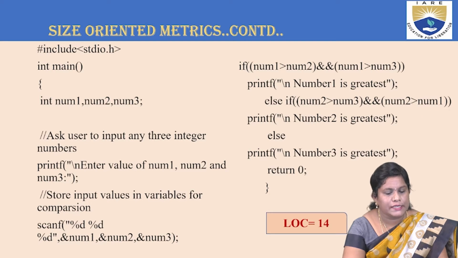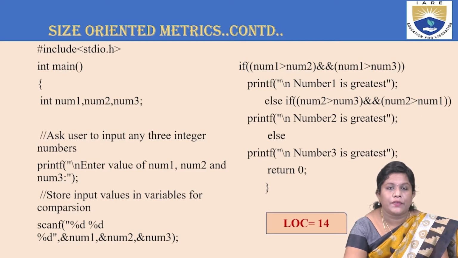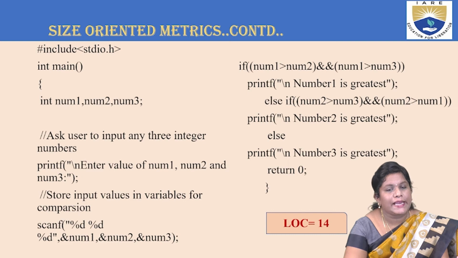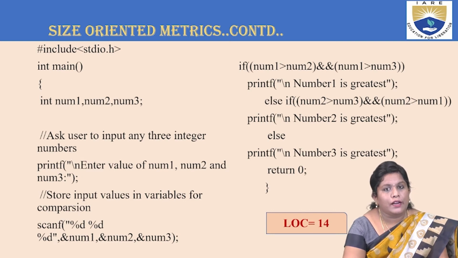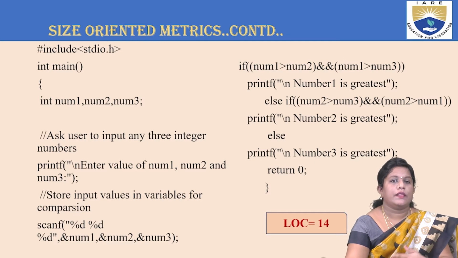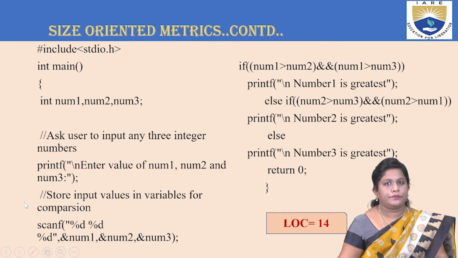So you ignore that first line, and the next comment line you have is another one that is stating, store input values in variables for comparison. This is again making the program readable. So eliminating the white spaces and removing the comment lines, it calculates the total number of lines of code. If you totally count, it is around 16, and removing those two comment lines, that is 16 minus 2, our LOC is 14 in number.